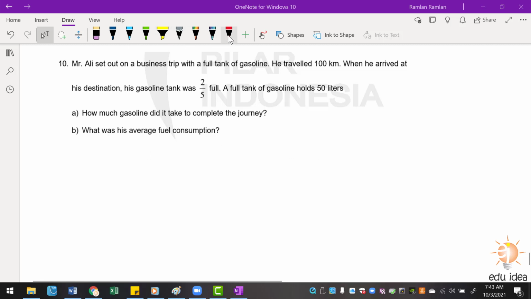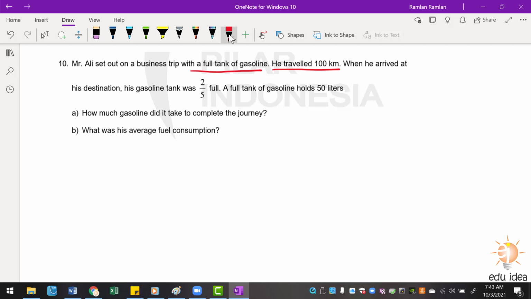Okay, so for this kind of question, we need to write down what we know first. He traveled 100 kilometers and it is a full tank. So we need to analyze. When he arrived at his destination, his gasoline tank was 2 over 5 full. So the first question is, how much part of the gasoline did he use to travel 100 kilometers?